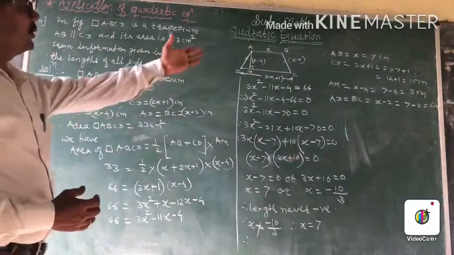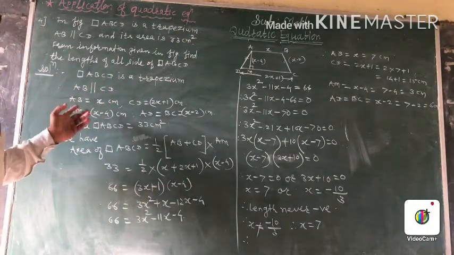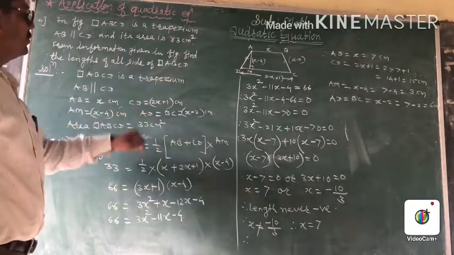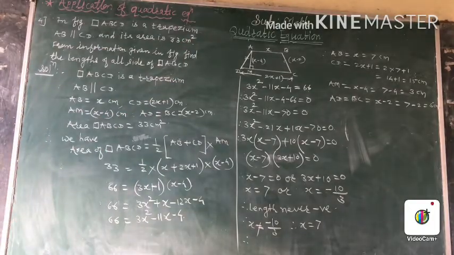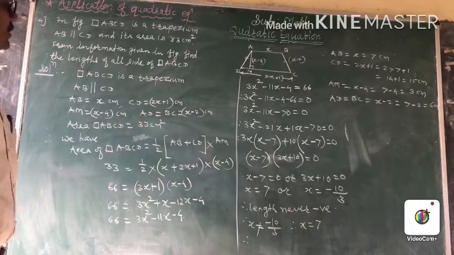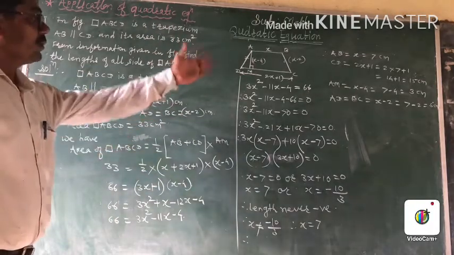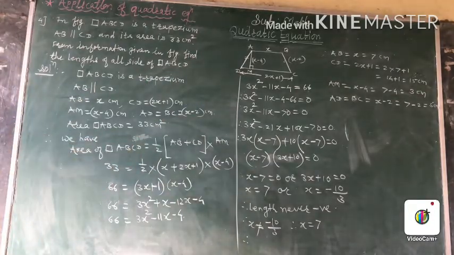Now, here in the solution, ABCD is a trapezium, AB and CD are parallel sides. AB is given as x centimeter, CD is given as 2x plus 1 centimeter. AM is the height, x minus 4 centimeter. AD and BC are equal to x minus 2 centimeter. The area of the quadrilateral ABCD is 33 centimeter square.